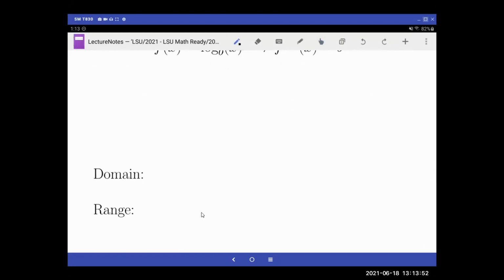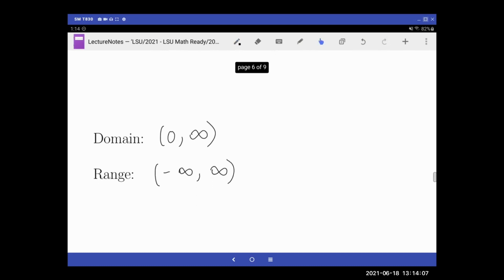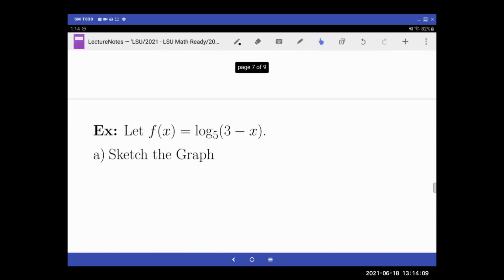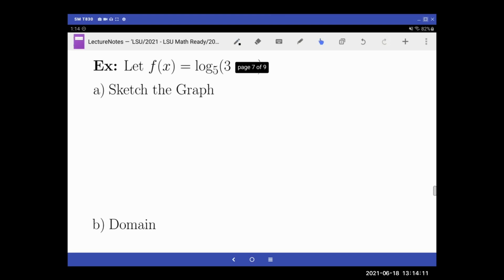Okay, so the domain we just said is the range of an exponential, which would be 0 to infinity. The range is negative infinity to positive infinity, even though it takes forever to get up that high. That's the range. Okay, so here is a problem. Let's work this one out. Let's sketch the graph. We have an idea of what the general graph looks like. Looks like that.